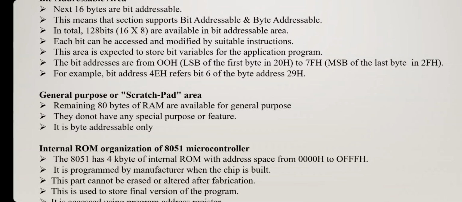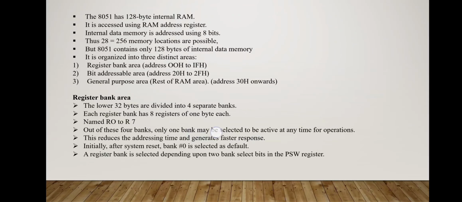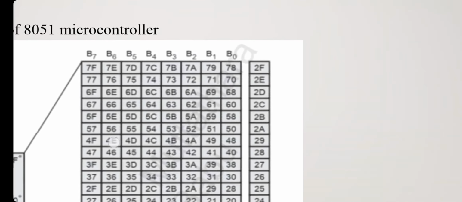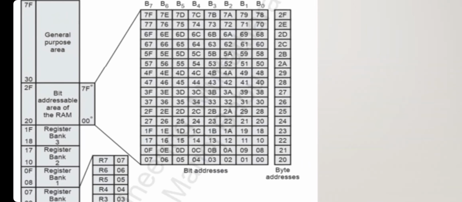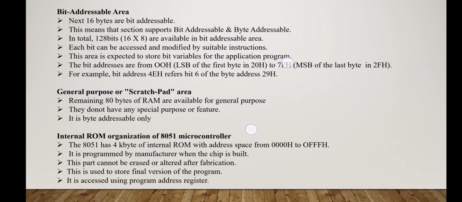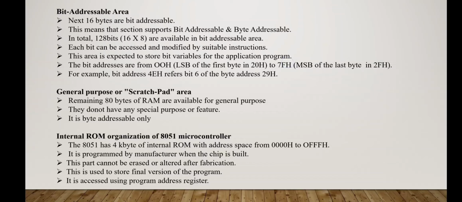Now we can indicate the value 4E in this bit addressable area. This is 4E. This 4E has a bit address of 06 and a byte address of 29. Bit address of 6 and byte address of 29, that is written in here.